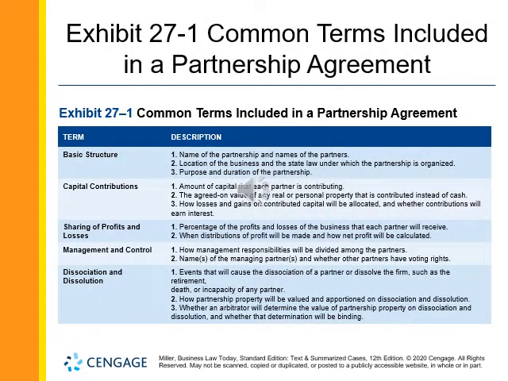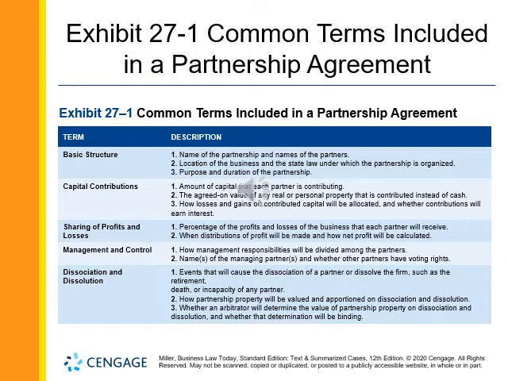Okay, here we have another handy exhibit showing you common terms that might be included in a partnership agreement. Probably everything here should in fact be addressed in a partnership agreement. First of all, we have the basic structure. It makes sense to have the name of the partnership, name of the partners, the location of the business, and the state law under which the partnership is organized, the purpose and duration of the partnership.